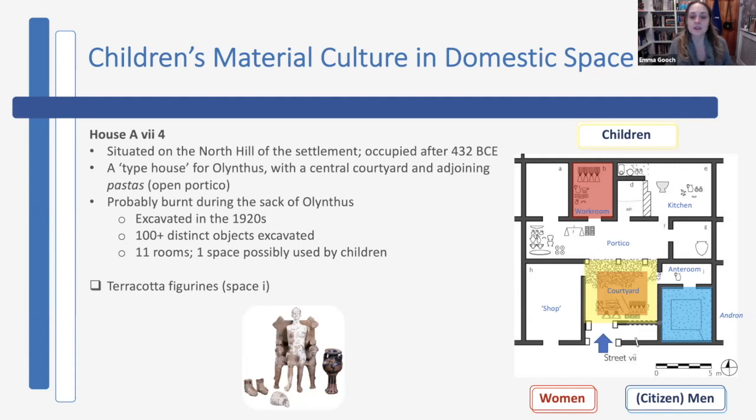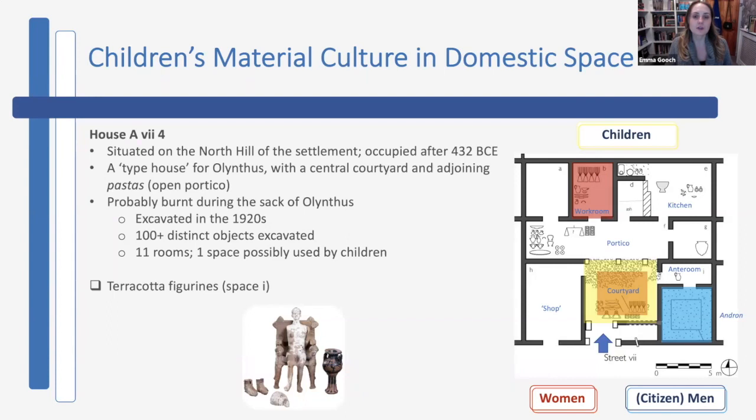Particularly to do with children, terracotta figurines that could be termed dolls, like the British Museum one shown here, were recorded in space I, the focal courtyard highlighted in yellow in the plan on the right. The space was predominantly used by women according to the wider finds assemblage, as was space B, highlighted in red, which was a workroom. The presence of women was especially evident in the prevalence of loom weights in those spaces. In contrast, the predominant male space was the andron, highlighted in blue, which was used to host symposia, drinking parties used to affirm male citizen identities.